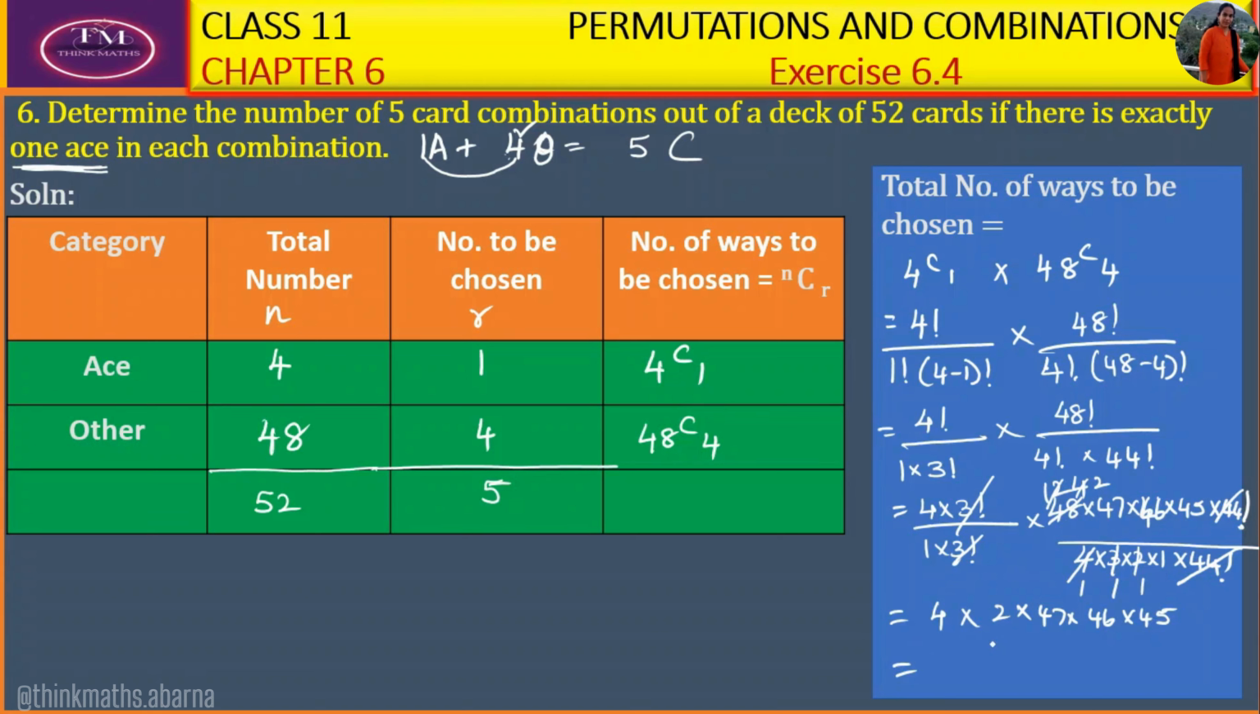So if you multiply all this, you will get the answer as 778,320. Okay. So just multiply it slowly, you will get this answer. Okay. Next problem.